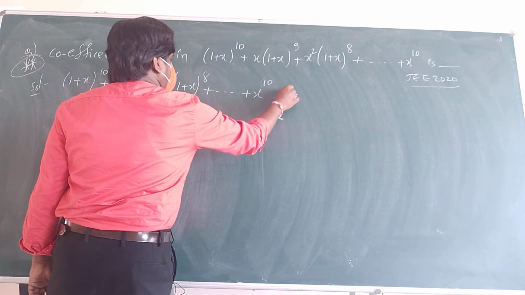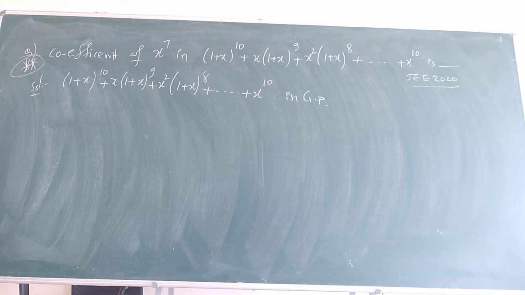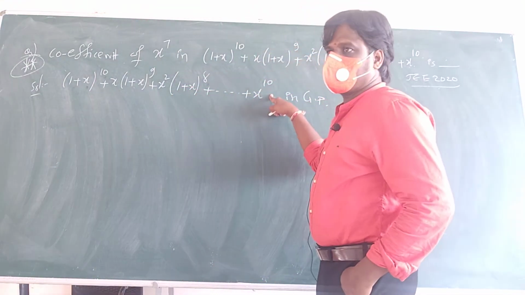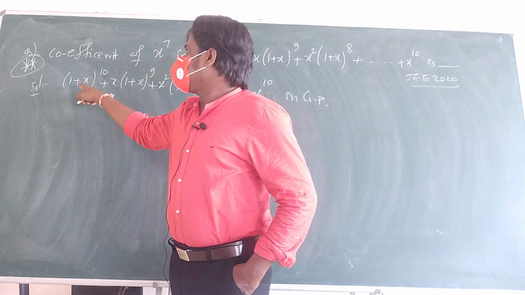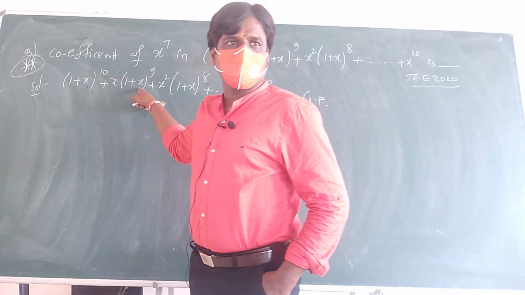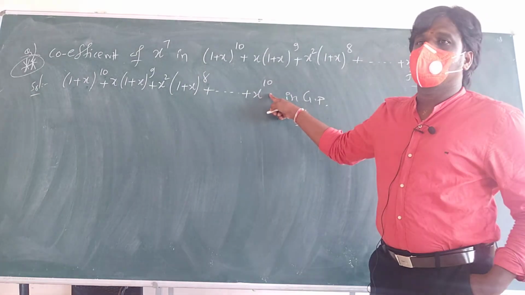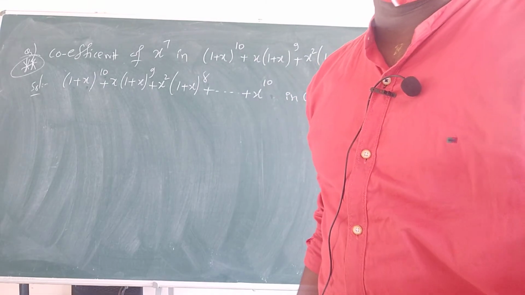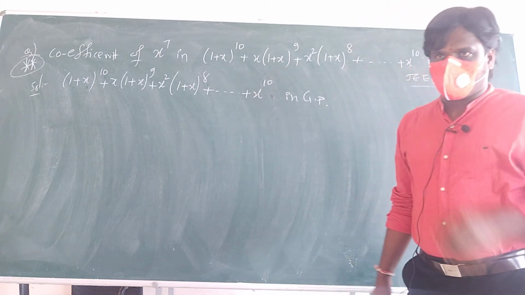The given expression gives the idea: it is in GP. Look at that: (1 plus x) whole power 10, 9, 8, going on decreasing down to (1 plus x) whole power 0. It begins with (1 plus x) whole power 10, then 9, and the last will be (1 plus x) whole power 0. How many terms are there?